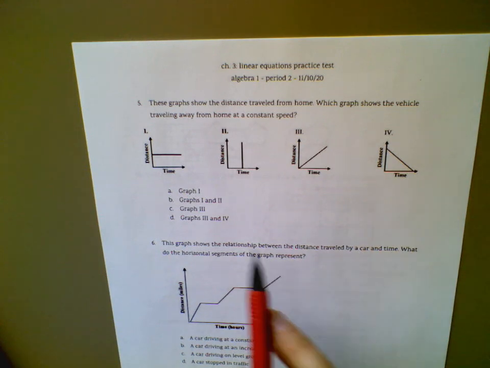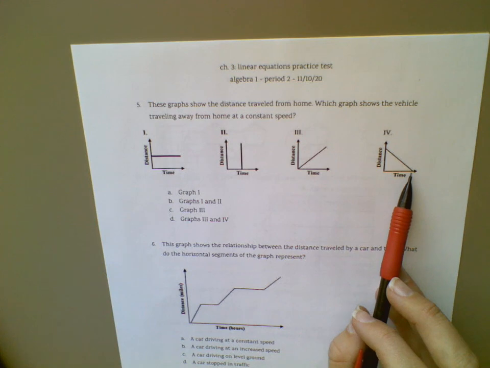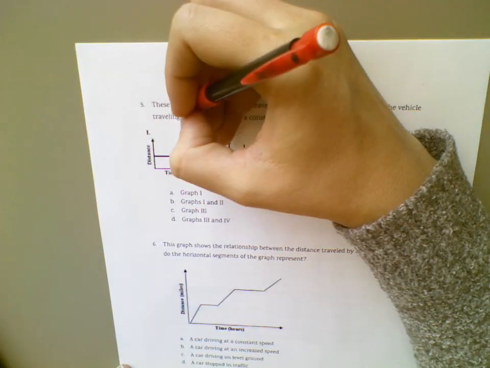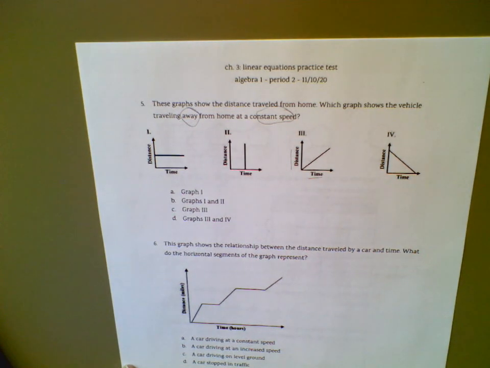Let's do number 5 on our practice test. This one shows us 4 different graphs showing distance traveled from home. So these are our time-distance relationships. It's asking which shows a vehicle driving away from home at a constant speed. So driving away and then constant speed. Those are our 2 big clues.